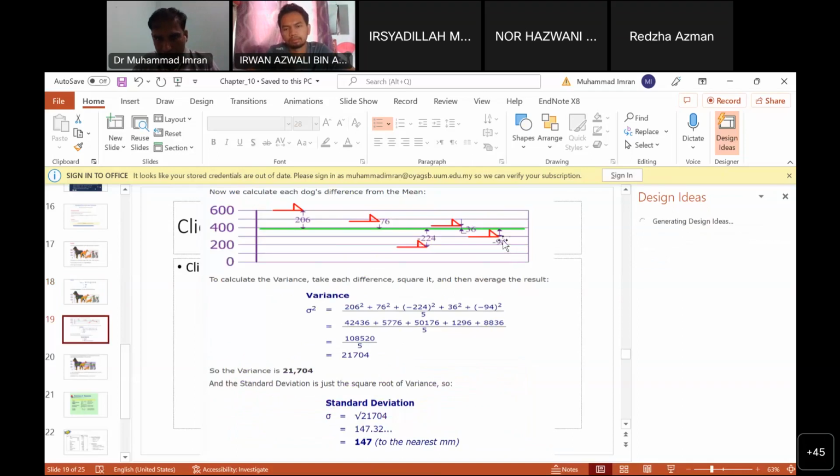Here, see, 94. So we square it. If we square, it will come up positive. This one is positive. Then divide by 5. Calculate the whole and divide by 5. This is the variance. Now the square root of the variance is called the standard deviation. This is the summary of the calculation for you.